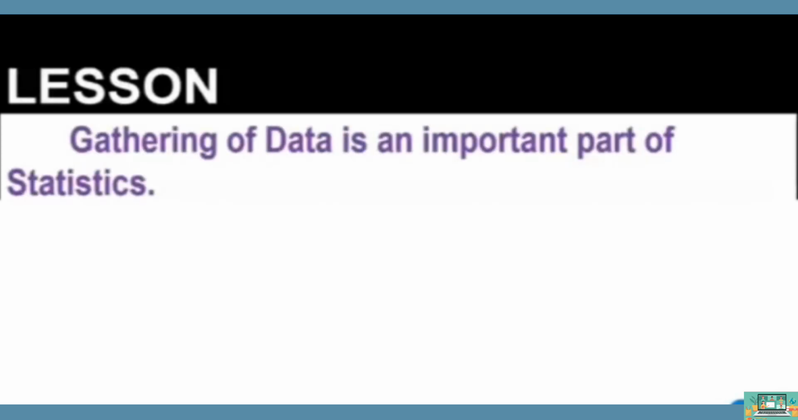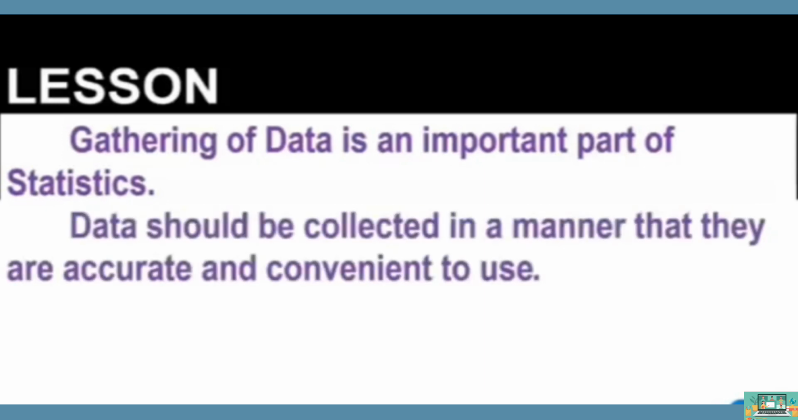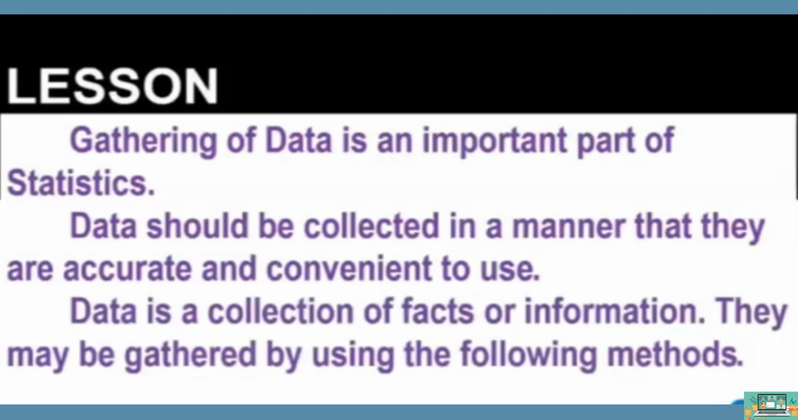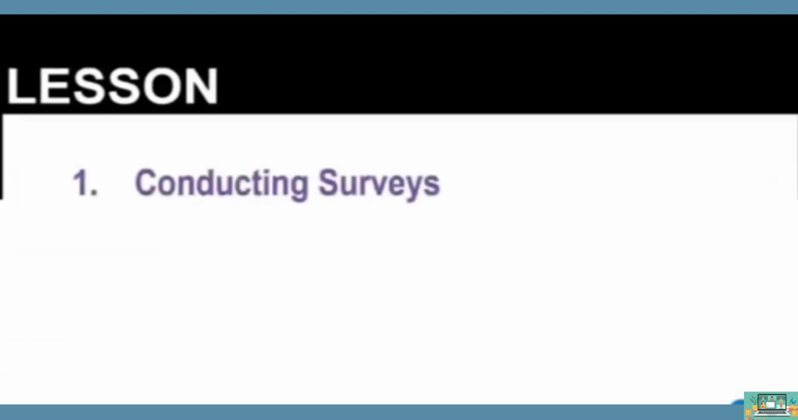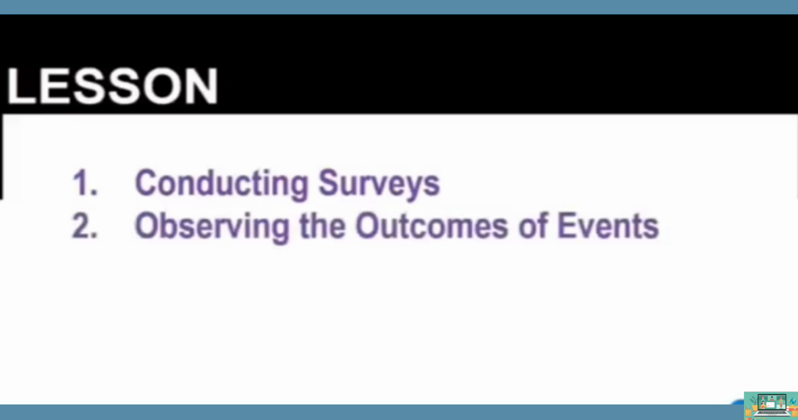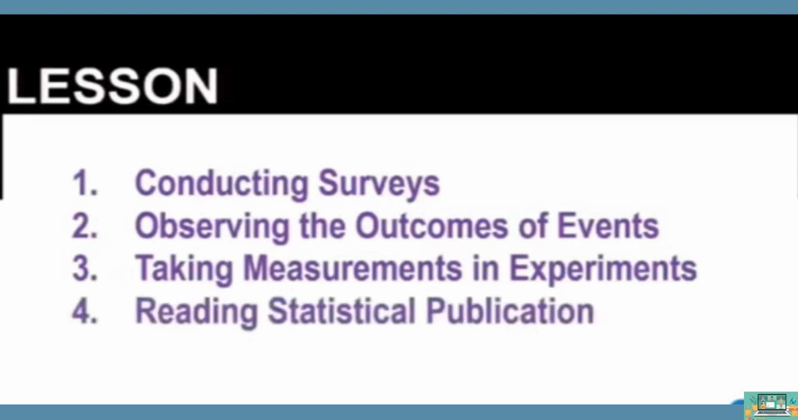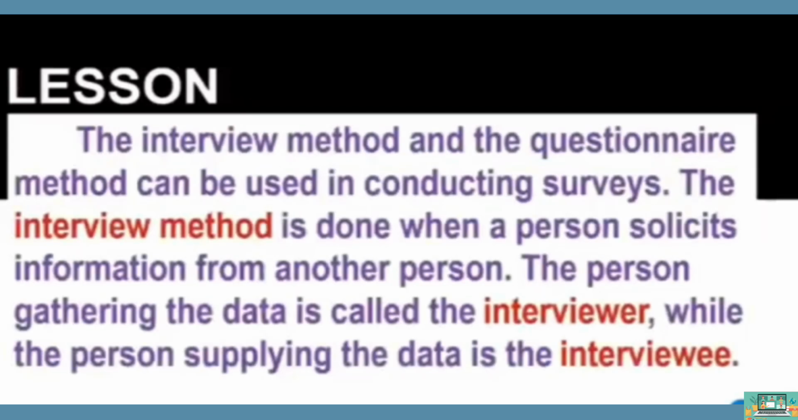Gathering of data is an important part of statistics. Data should be collected in a manner that they are accurate and convenient to use. Data is a collection of facts or information. They may be gathered using the following methods: conducting surveys, observing the outcomes of events, taking measurements in experiments, reading statistical publication. The interview method and the questionnaire method can be used in conducting surveys.